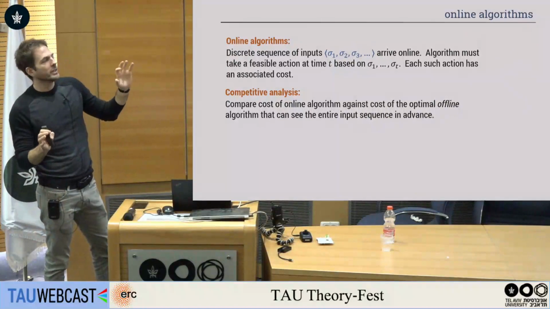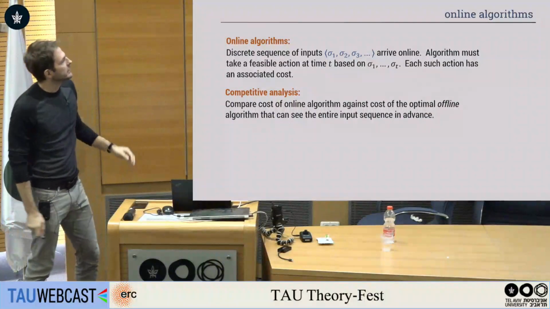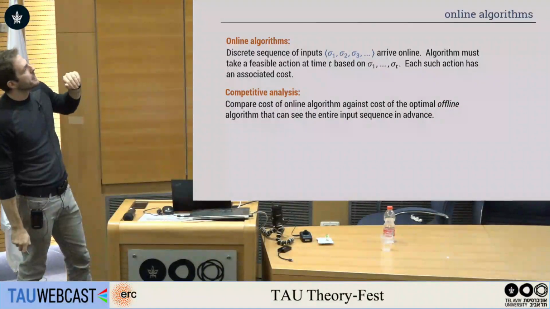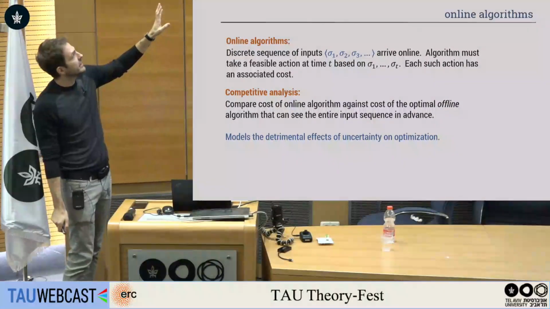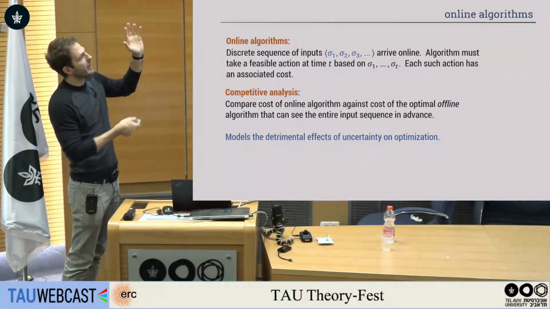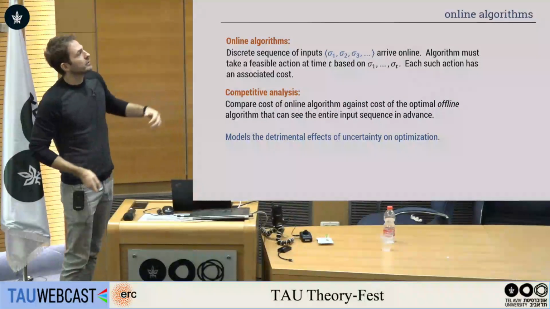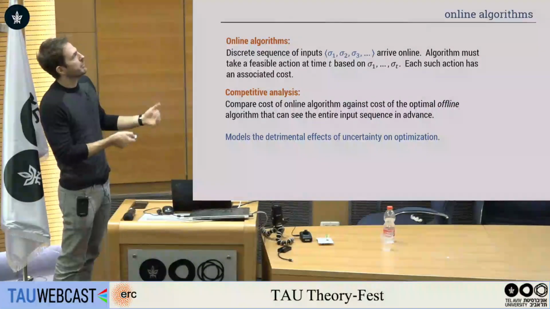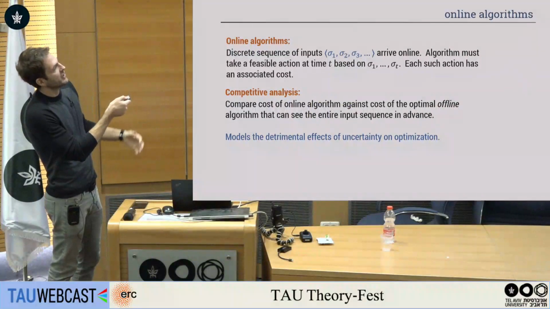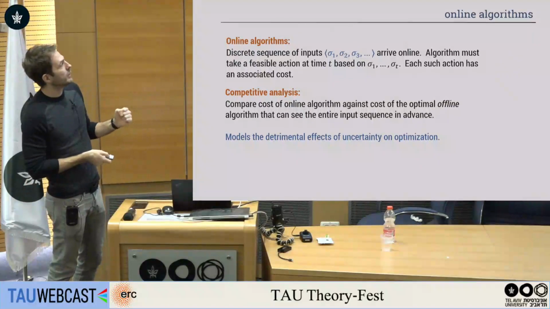By the way, the goal is going to be soon to connect the things I said before to a specific problem in this area. And basically what competitive analysis is doing is modeling how detrimental uncertainty is on optimization. You're comparing how well you can do optimization online to how well you could have done it if you saw the whole input at once.